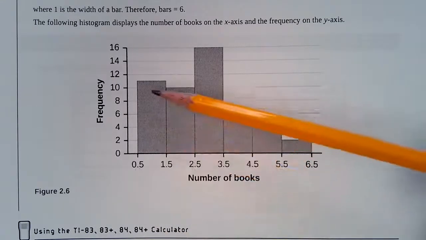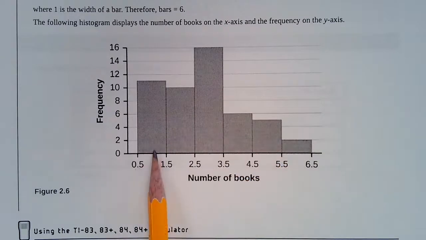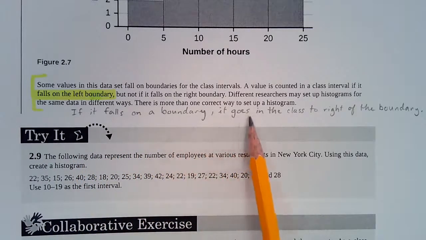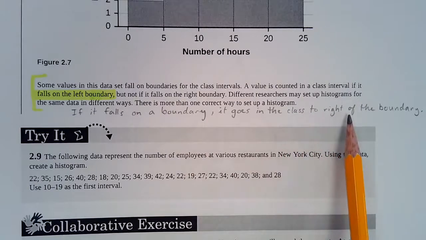So we're just graphing the frequency and making these classes right next to each other. That's how you build a histogram. Now sometimes a value can land on a boundary, and if a data point falls on a boundary, it's going to go into the class that is to the right of that boundary.